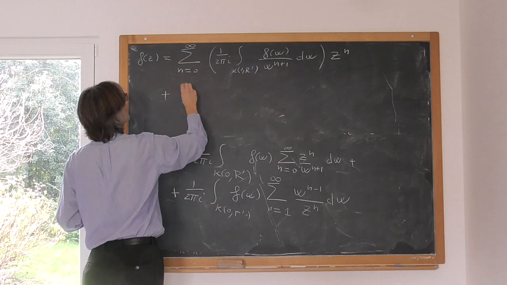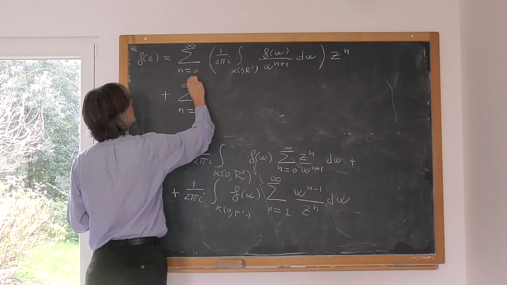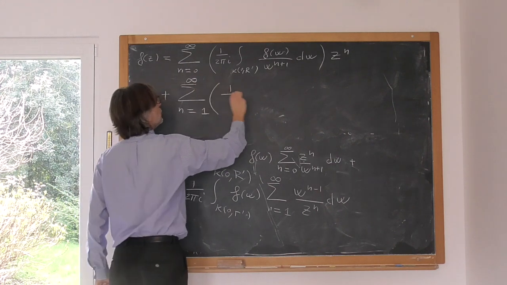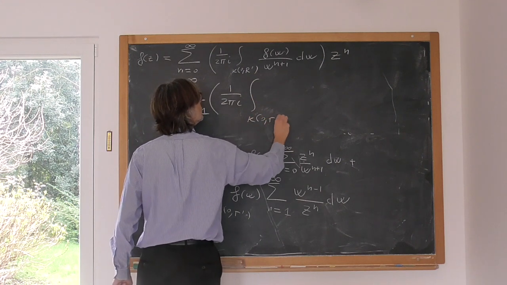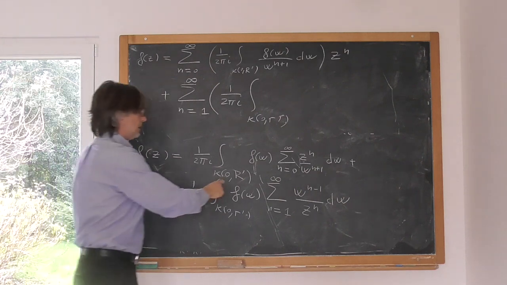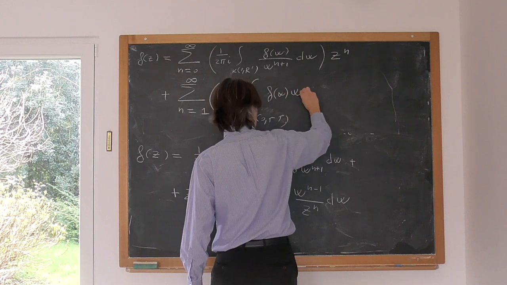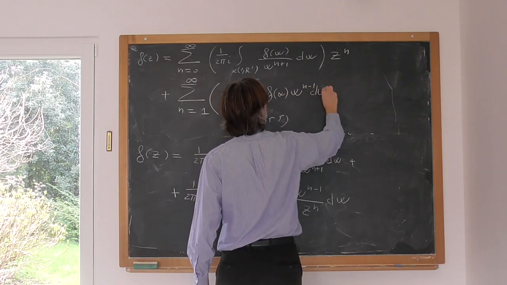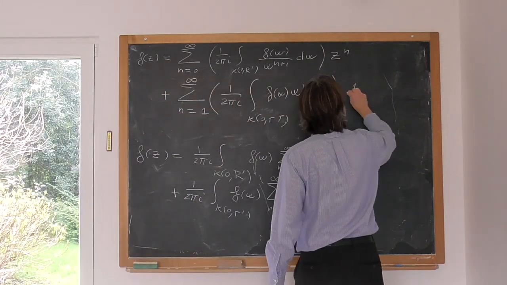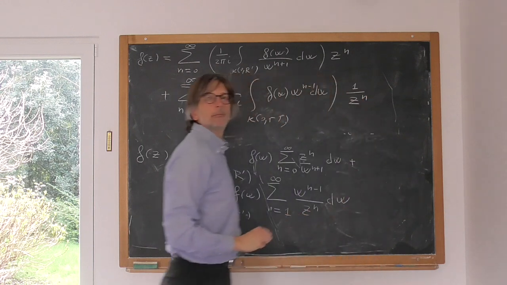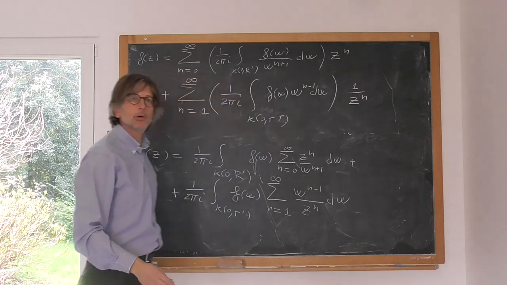Plus the sum, which starts with n equal 1 to infinity. And again, I have 1 over 2 pi times the integral on the smaller circle. And the expression is f dw, f dw to the n minus 1 dw. And here I have 1 over z to the n. Again, this comes out of the integral just because the integral is in dw, and this is just the variable z.